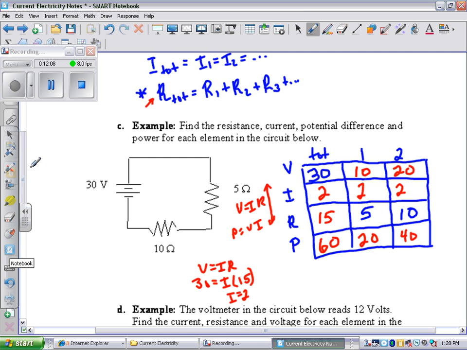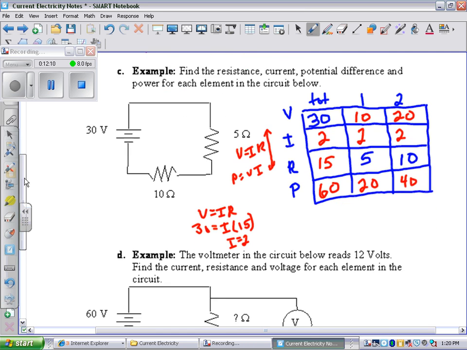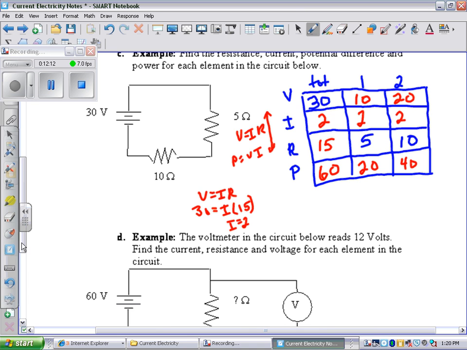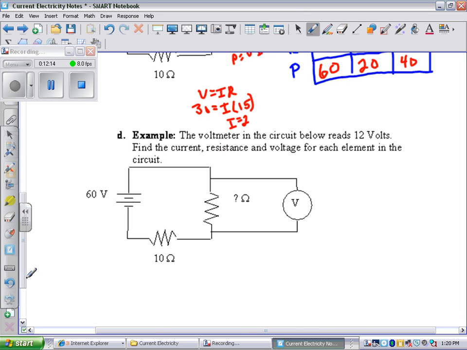So here's our last example for series circuits. Okay, for this one, we do the same chart. For series and parallel, we're always going to do the same chart. In this case, I'm only asking for current, resistance, and voltage, and I'm not asking for power. So I can leave the power off. And then total, and there are two resistors, so 1 and 2.